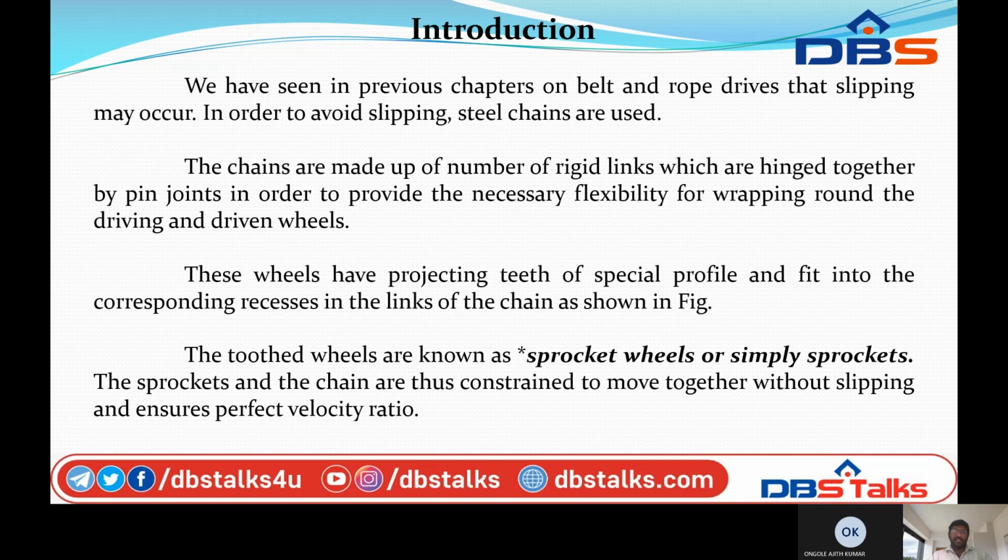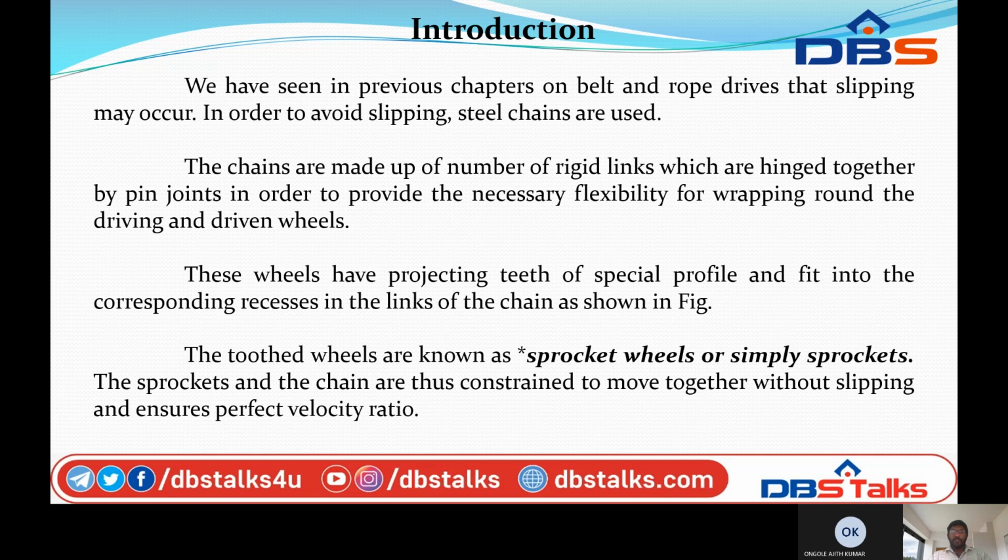We have seen in the previous chapters on belt and rope drives that slip may occur. In order to avoid slipping, steel chains are used. Belt and rope drives rotate the shaft, but slipping can occur at times. In chain drives, steel chains are used to avoid slipping while rotating the shaft.